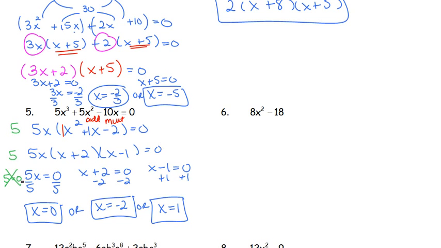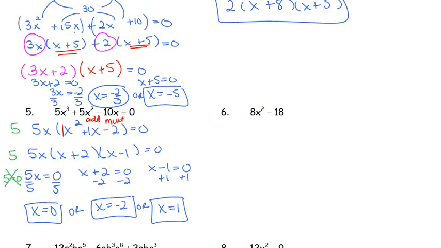So don't get fooled. You will have a solution of 0 when your GCF has a variable in it, because we can solve for 0 for x. If there's no variable, there's nothing to solve for. Don't get tricked there.